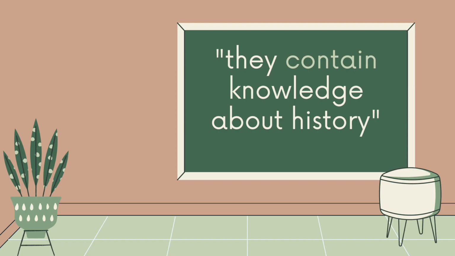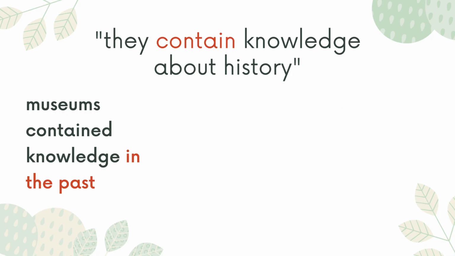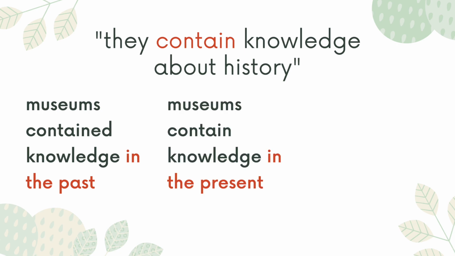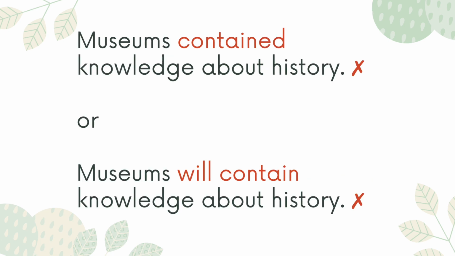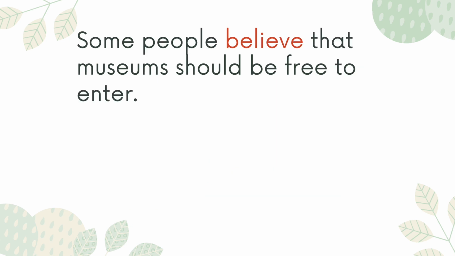The simple present verb contain tells us that museums contained knowledge in the past, museums still contain knowledge today, and museums will continue to contain knowledge in the future. So in this case, it would be strange to write this. Now think about this sentence.